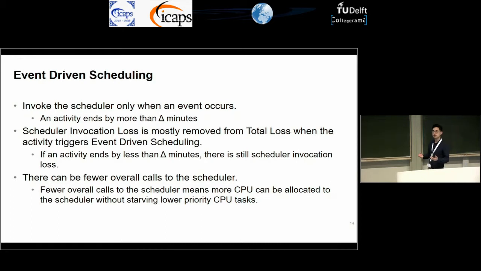There's also an additional benefit to doing event-driven scheduling, which is that you're probably going to be running the scheduler fewer times overall, which means that when the scheduler is running, you're able to allocate more of the CPU to it without worrying about starving lower priority CPU tasks.